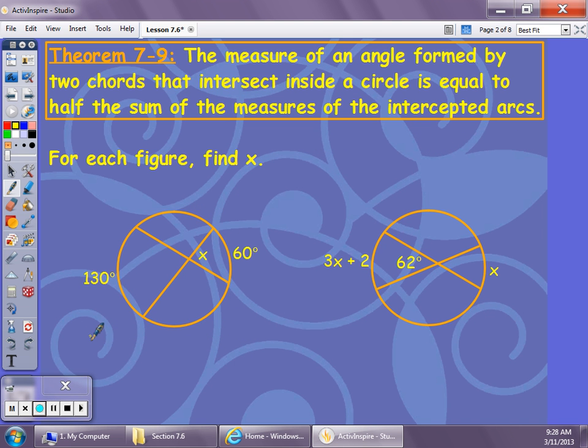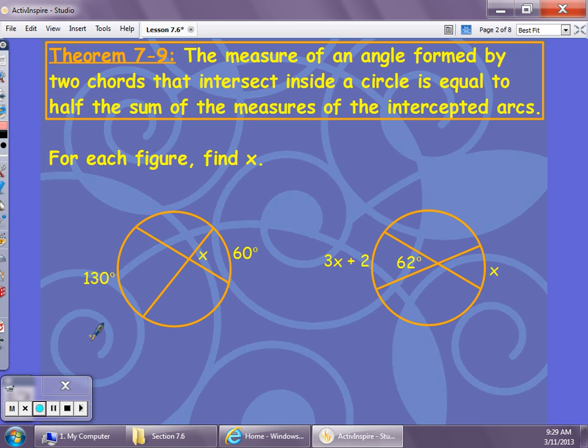Theorem 7-9 states, the measure of an angle formed by two chords that intersect inside a circle is equal to half the sum of the measures of the intercepted arcs. So let's take a look at two examples. For each figure, we're going to find x.